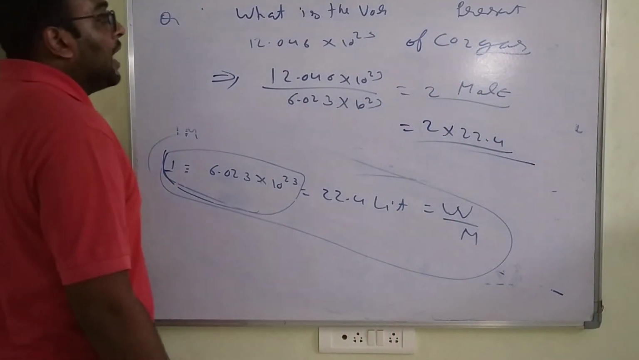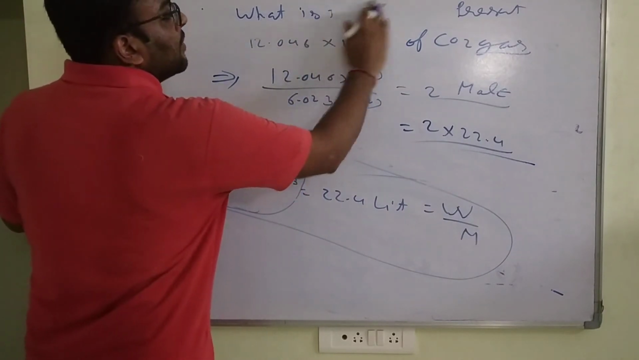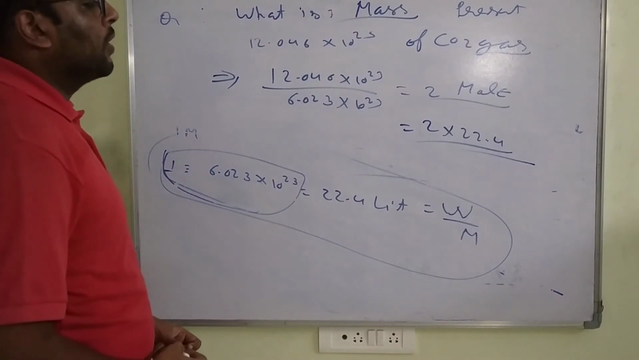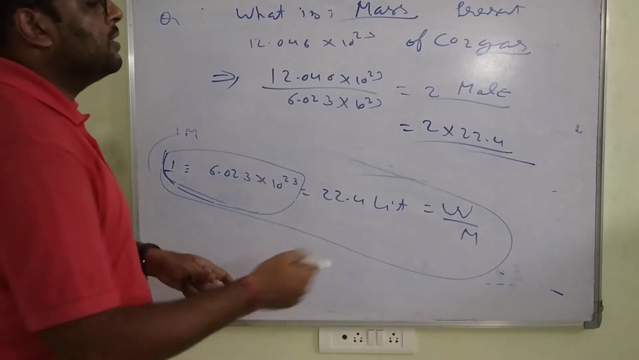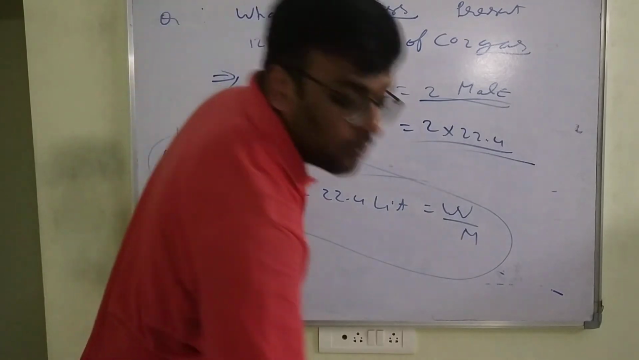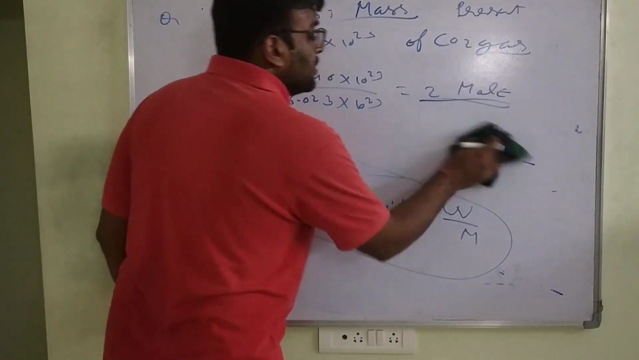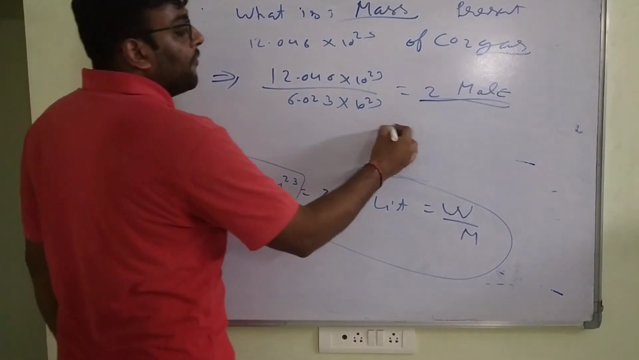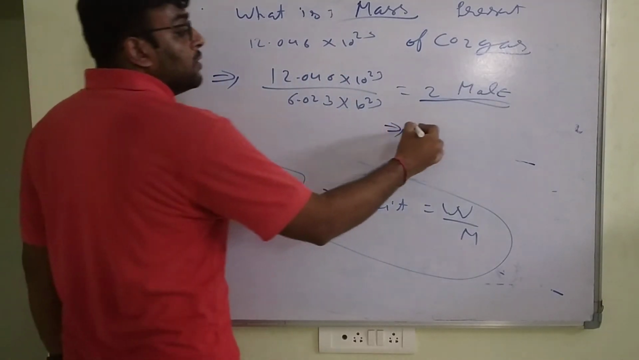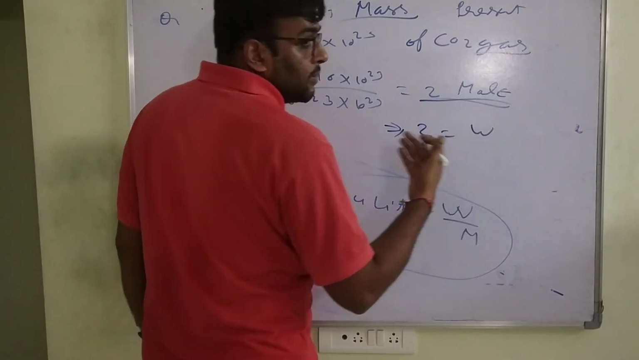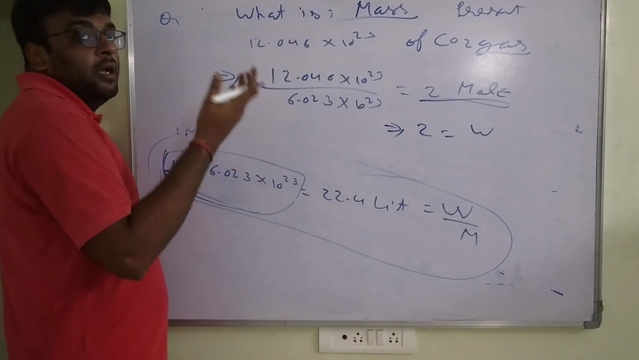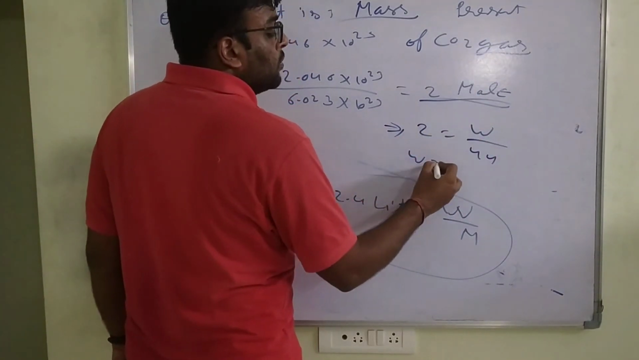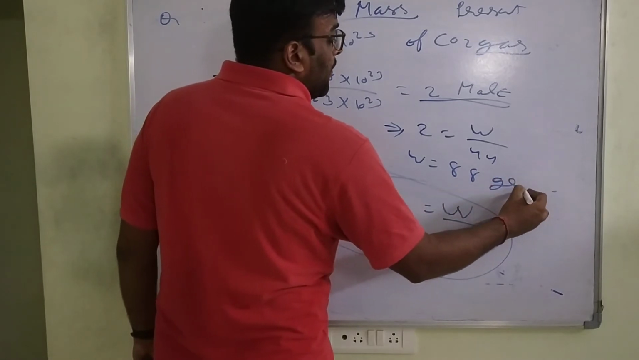Suppose the question asks, what is the mass present in this? How can we solve? First of all, we have to convert this into moles. Suppose we have to calculate the mass. First calculate the number of moles, and after that, as we know, number of moles equals weight in gram upon molecular mass, which is 44. W is equal to 88 gram.